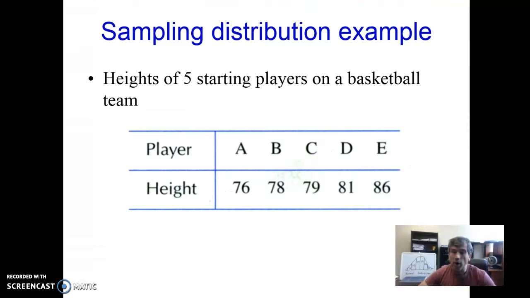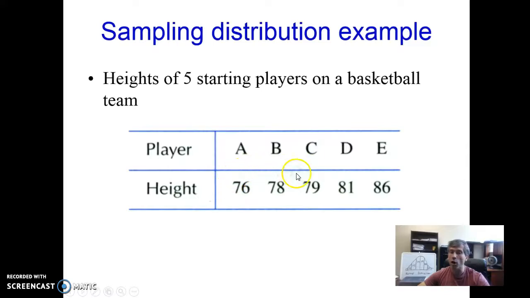Let's take an example here, and I'll try to move relatively quickly. The only real way to demonstrate sampling distributions is with tiny populations. So we're going to do a real tiny population here. We have 5 people in our entire population. And in this case, the variable we're measuring is the height of these 5 players who start on a basketball team. Okay, so we've got their individual heights here.